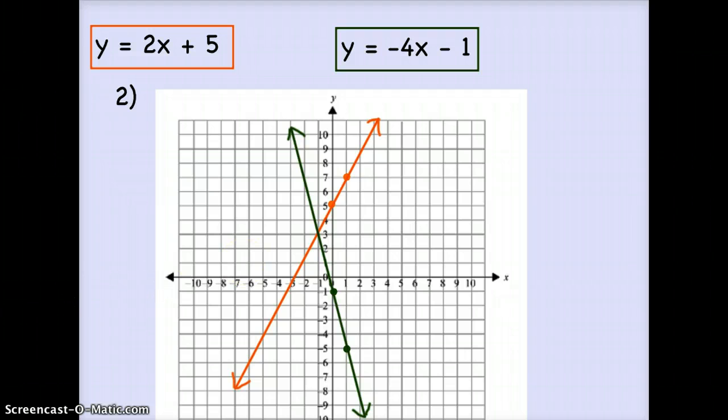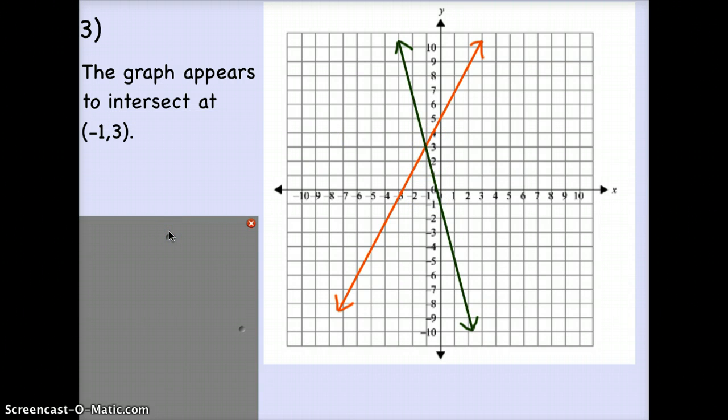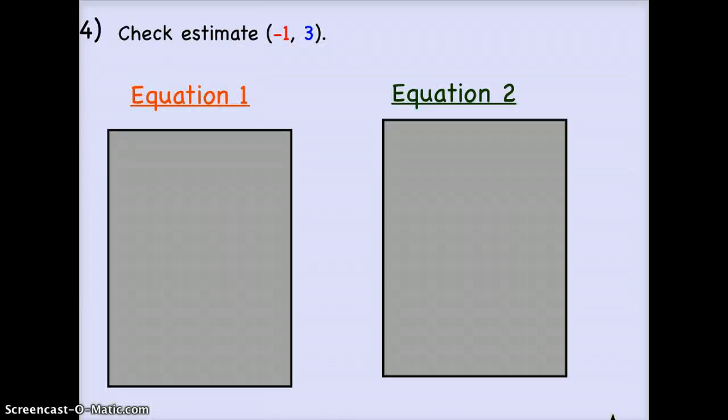So now we'll take a look at that graph to estimate the point of intersection. So here's our graph again. If you look right here, this is where the 2 graphs intersect. It looks to be at the point -1, 3. So that's our estimate. Now we're going to plug that point into each equation to make sure that it is indeed correct.